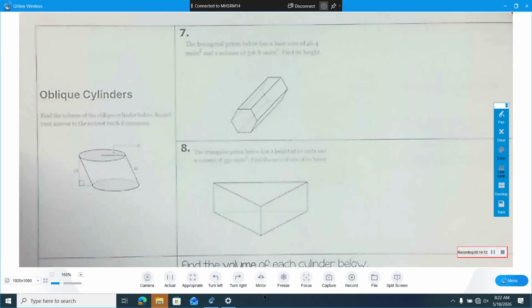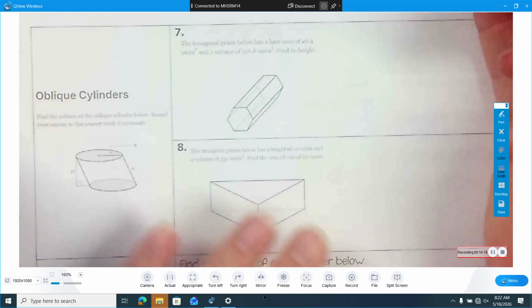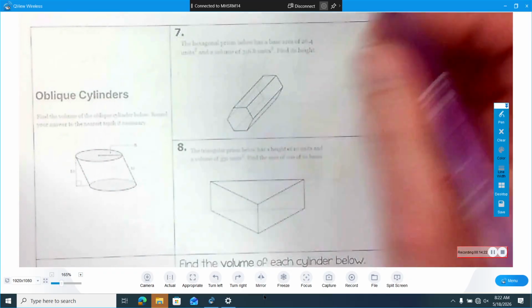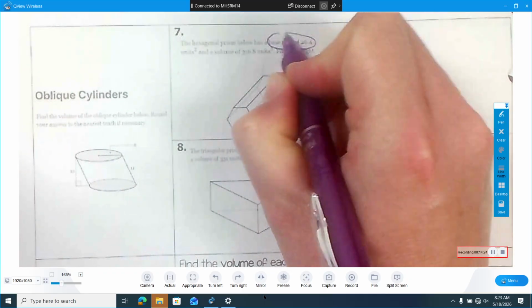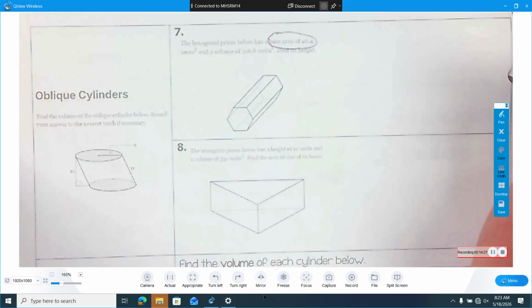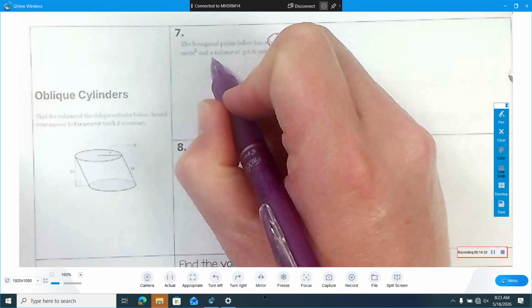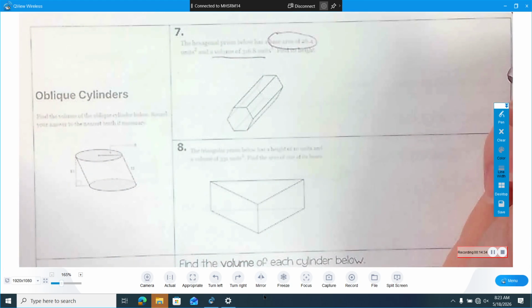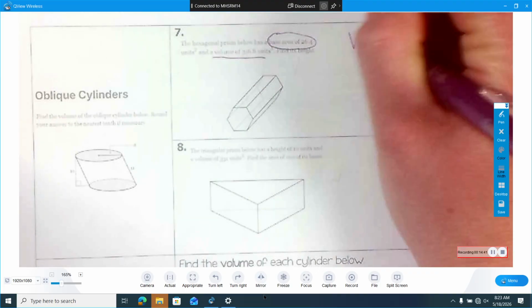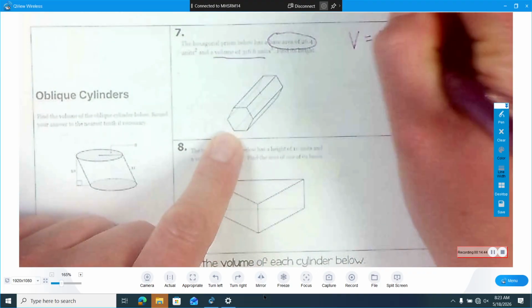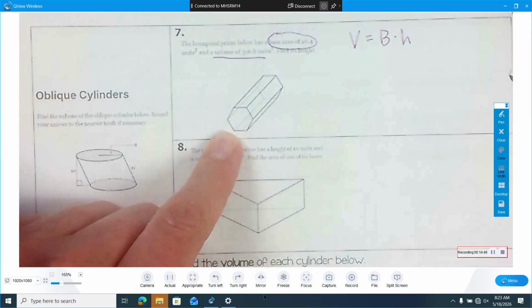So 7 and 8 come straight from Delta Math, which you can probably tell. I popped those in there. The hexagonal prism below has a base area of 26.4 units squared. The volume is 316.8 units cubed. Find the height. What do you suppose we need to do? Basic algebra. Yeah, we have a formula. It's a prism, and our formula is volume equals area of the base times the height.